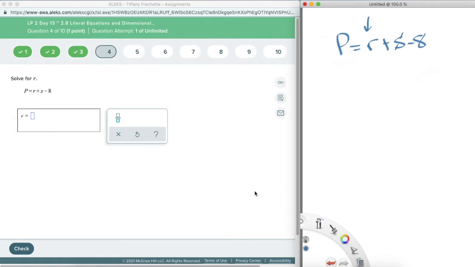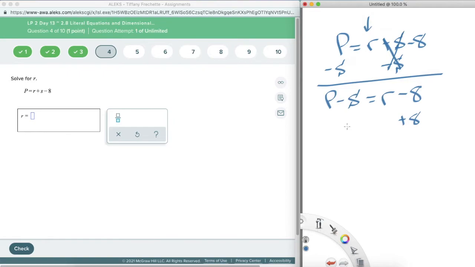So we're going to take our pieces and move them away from R. I'm going to look at the one right next to it. I'm adding S, so I'm going to subtract S from both sides. So I'm going to have P minus S equals R. S minus S cancels out, minus 8. All right, we have one more piece to move. I have to go plus 8, plus 8. So I have P minus S plus 8 equals R. 8 minus 8 cancels out. R is by itself. I have solved for R.